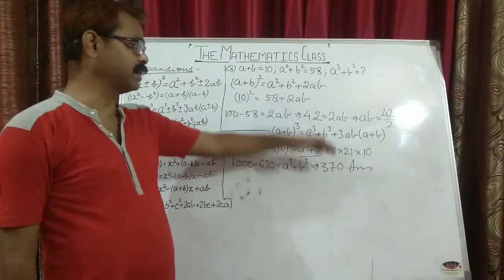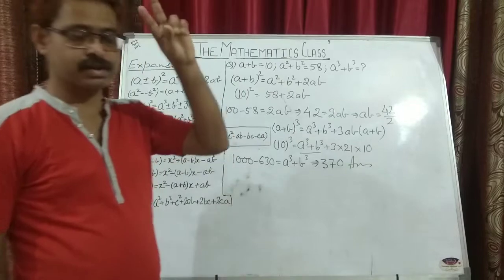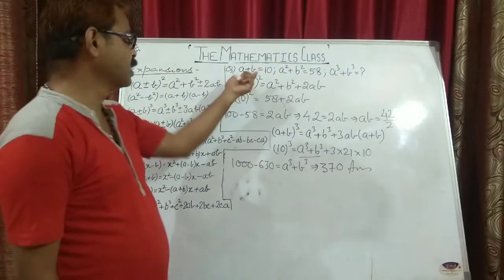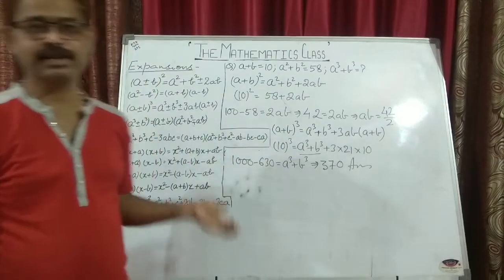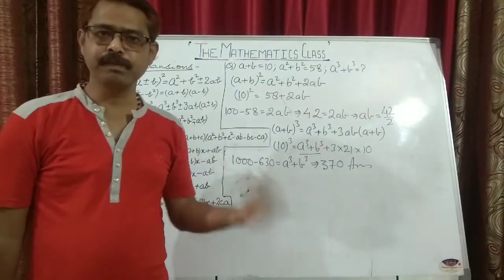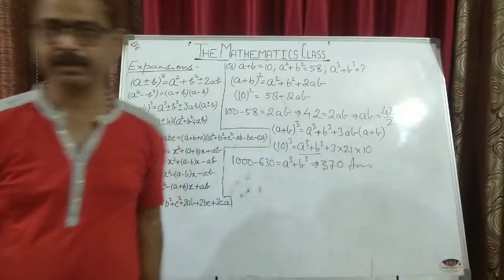So this question requires the knowledge of two identities. One is (a plus b) whole square and the other is (a plus b) whole cube. Now I'll take a similar type of question which may require a different concept.